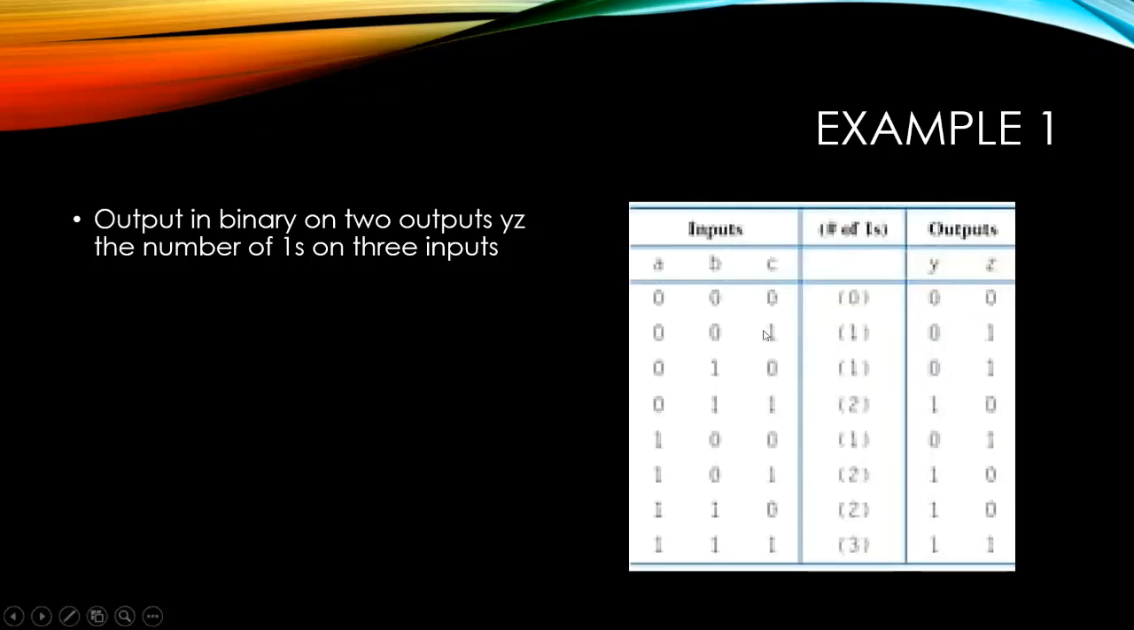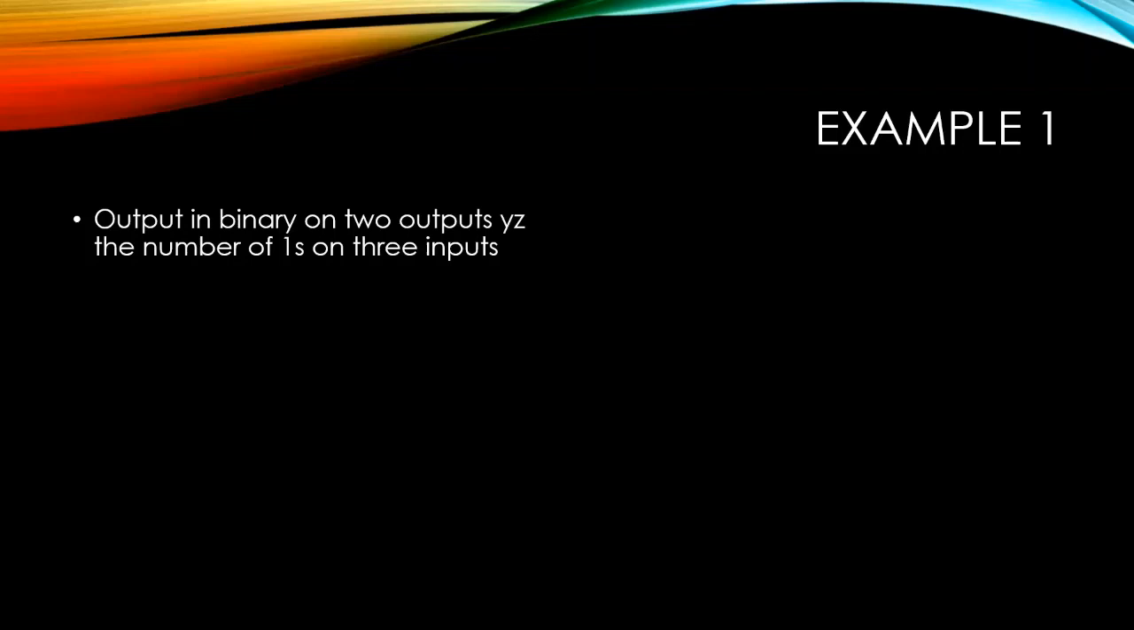As you can see, the number of ones corresponds to the binary equivalent of a decimal. If it's 1, it's 0, 1. If it's 2, it's 1, 0. If it's 3, it will be 1, 1. Okay, so we just count the number of ones in binary form. So after creating this truth table, now we're going to simplify it.